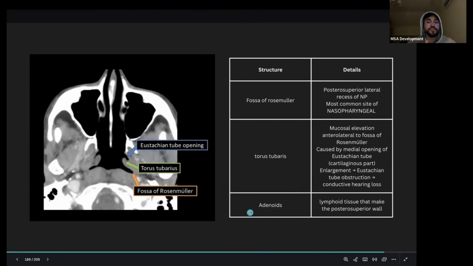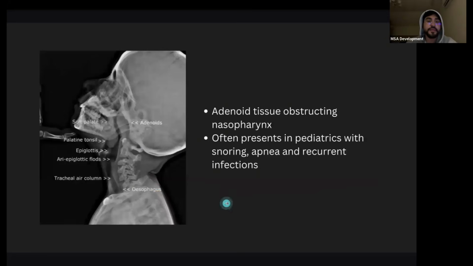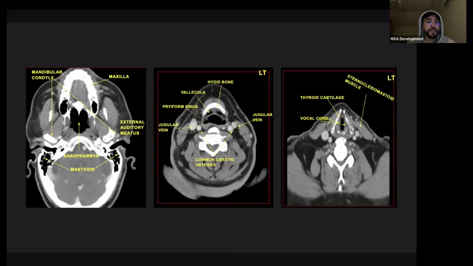Adenoids basically are lymphoid tissue that make up the posterior superior wall. If you can see, these are the adenoids right here. Now, if the adenoids get enlarged, it's going to compress and basically decrease the space within the nasopharynx. You're going to have snoring, apnea, recurrent infections, and usually this is seen in patients who have lymphoma.